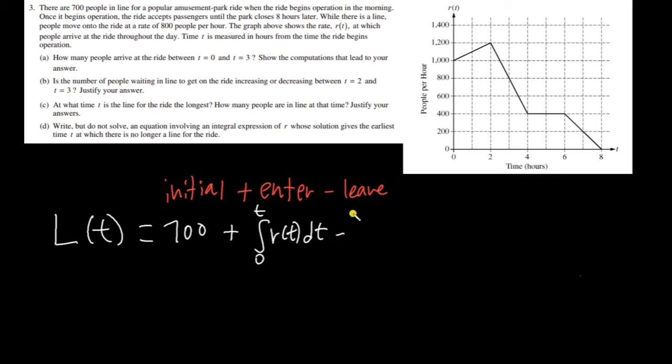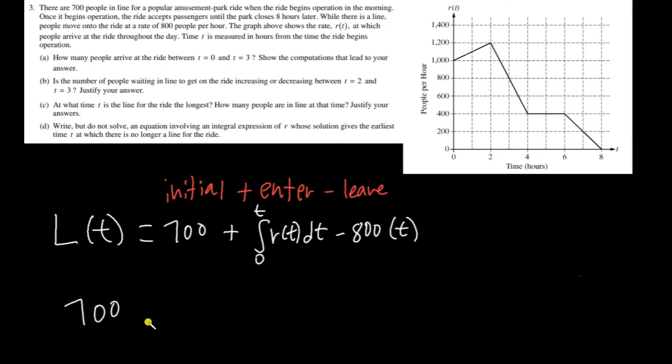And then the number of people who leave, well, remember it's 800 people per hour, so if you want to look at it at any time t, it's going to be 800 people per hour times whatever number of hours. Okay, so this tells us how many people are going to be in line at a certain time. And we want to figure out when is the number of people in line 0. So what do you think we're going to do with this? Yeah, exactly. We're going to set it equal to 0, right?